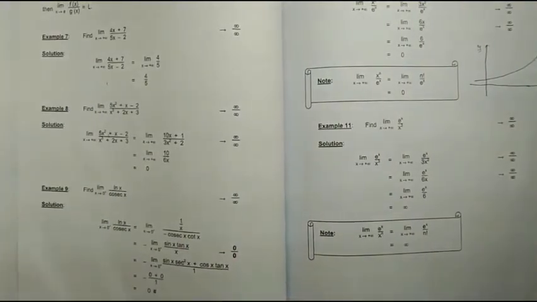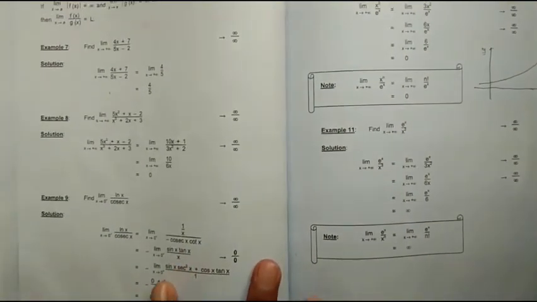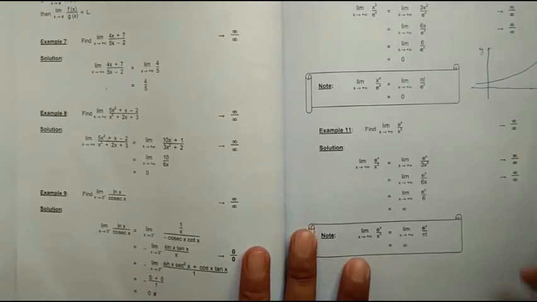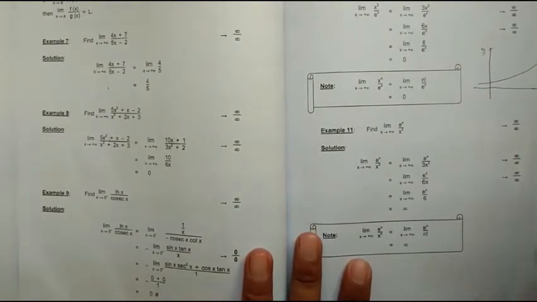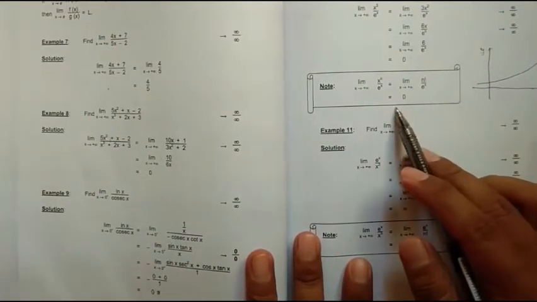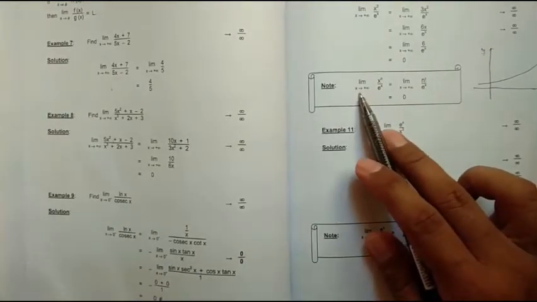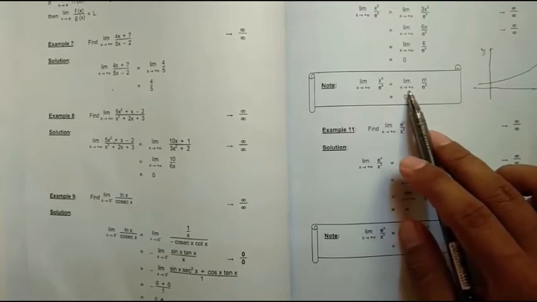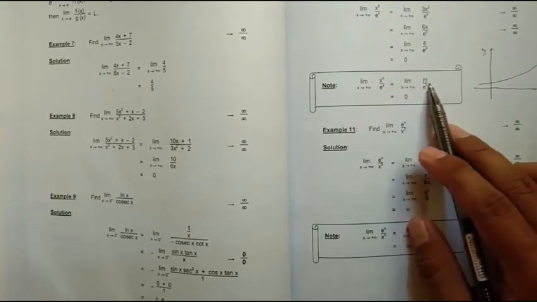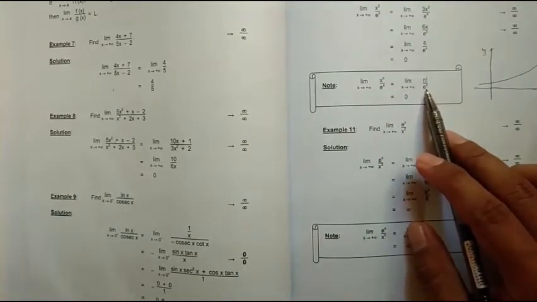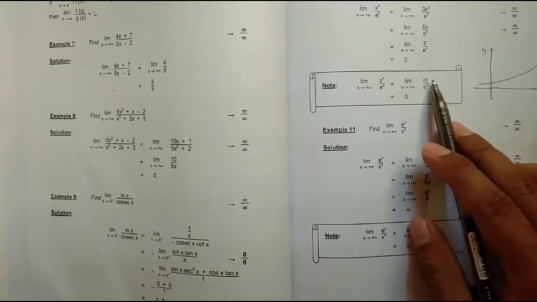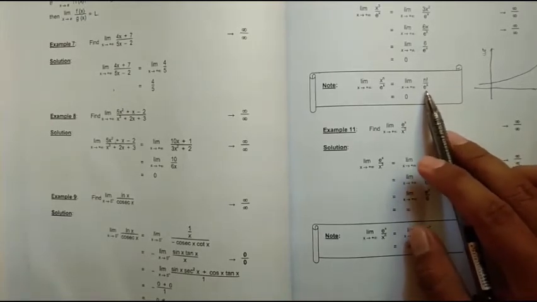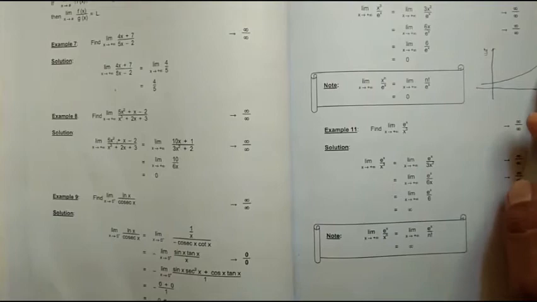So for example 10, we use a formula. Okay, this is a formula. Limit x approaches infinity, x^n over exponent x. Limit x approaches infinity, n factorial over exponent x. Okay, n factorial is a real number. Exponent x, exponent infinity, we get infinity.